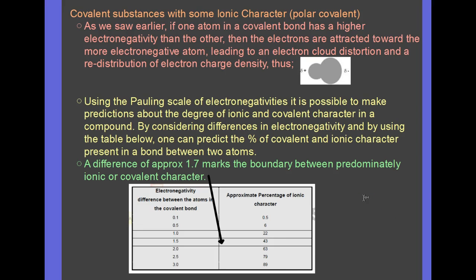As we saw earlier, if one atom in a covalent bond has a higher electronegativity than the other, then the electrons are attracted toward the more electronegative atom, leading to an electron cloud distortion and a redistribution of electron charge density as thus. Using the Pauling scale of electronegativities, it is possible to make predictions about the degree of ionic and covalent character in a compound. By considering differences in the electronegativity and by using the table below, one can predict the percent of covalent and ionic character present in a bond between two atoms. A difference of approximately 1.7 marks the boundary between predominantly ionic or covalent character.